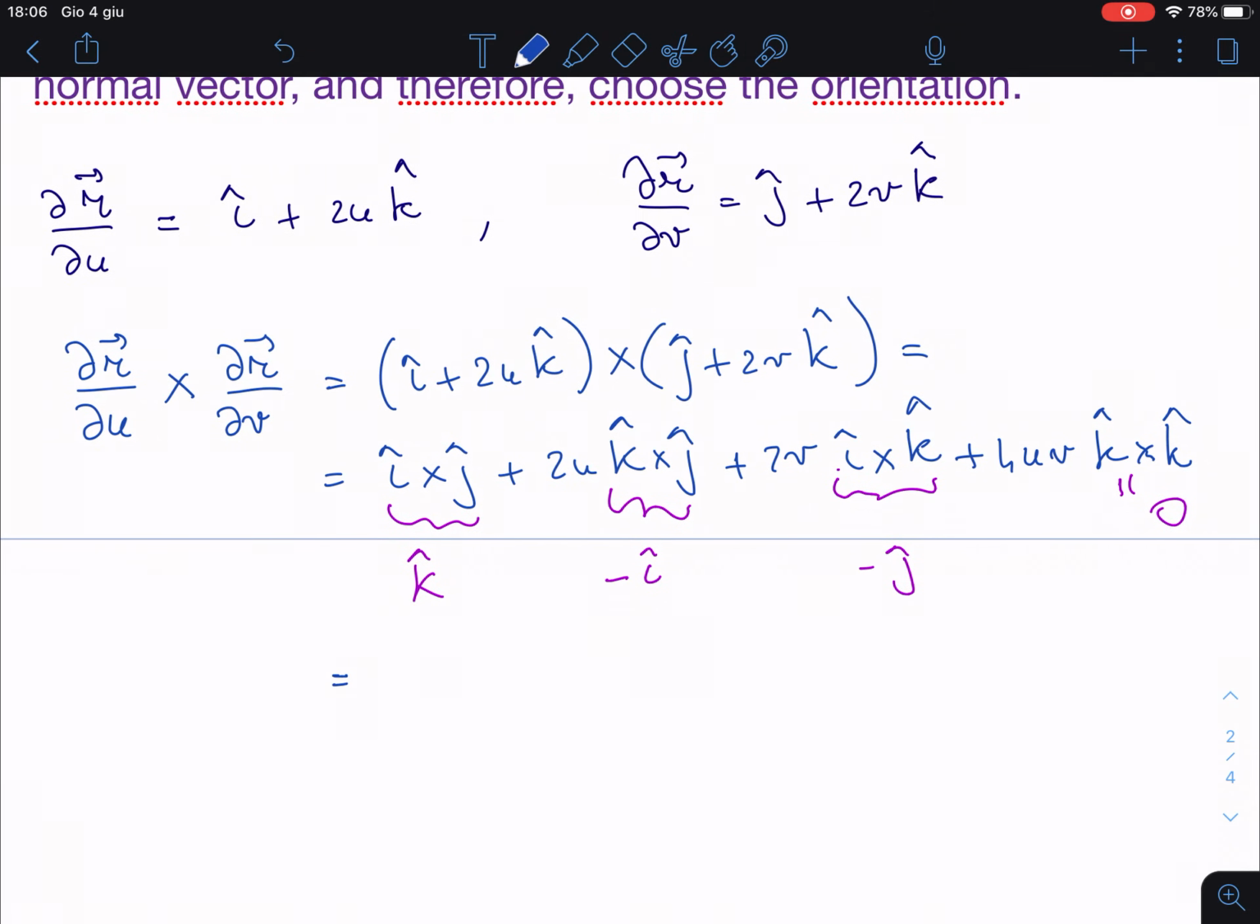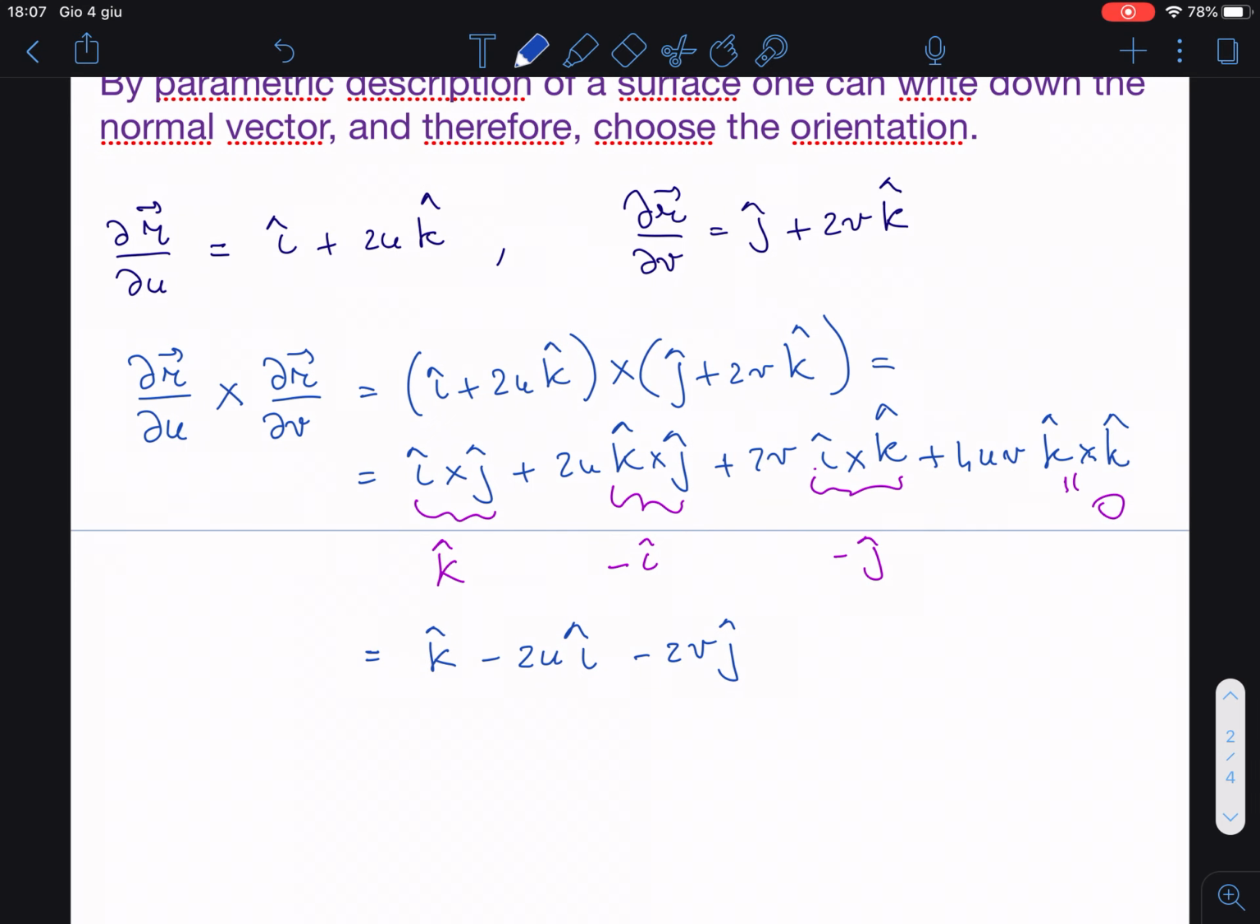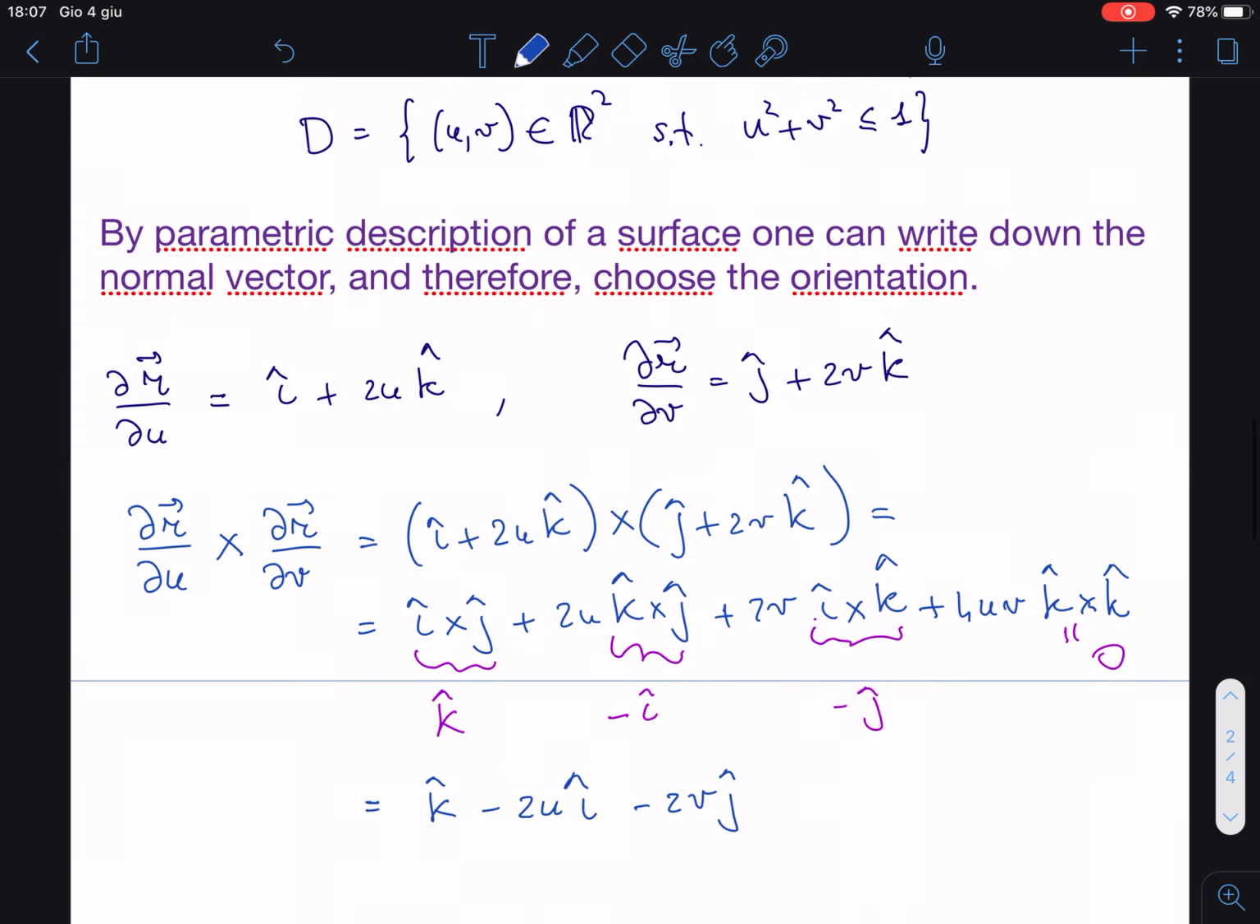So you have k minus 2u i minus 2v j. Now, by this method, you end up with one normal vector, not the normal vector. The normal vector does not exist. It is unique up to a non-zero factor.